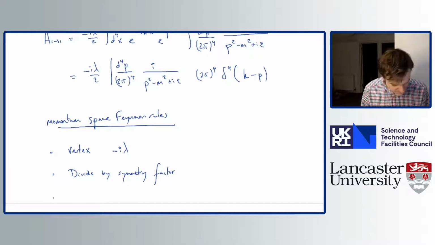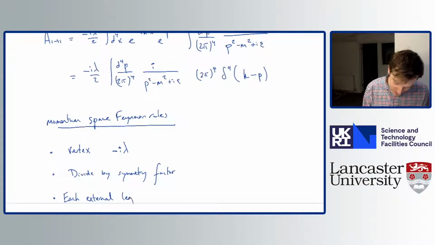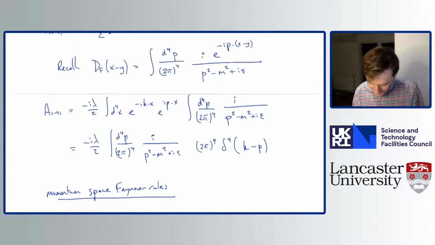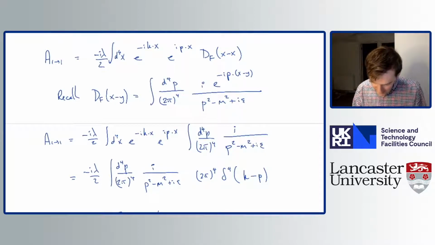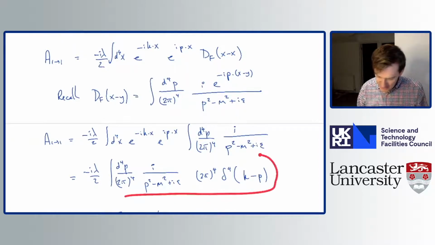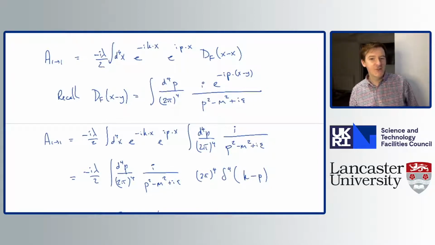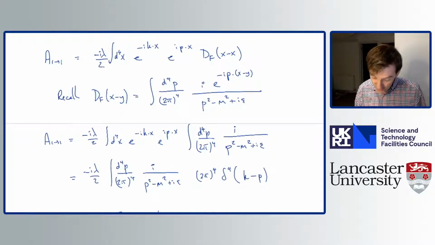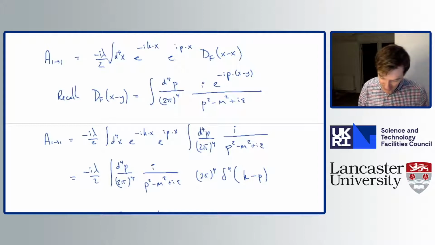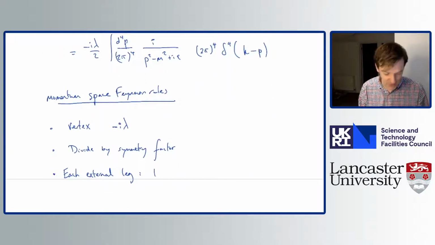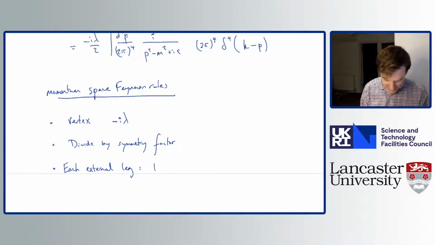We need to have factors for the external line or external leg. And you'll note that in this momentum space, the external leg factors are particularly simple. You might wonder where they are, because they simply take the value of 1. So for each external leg, we just have a factor of 1. That's very easy to deal with.